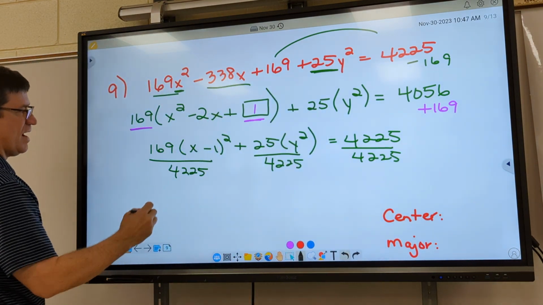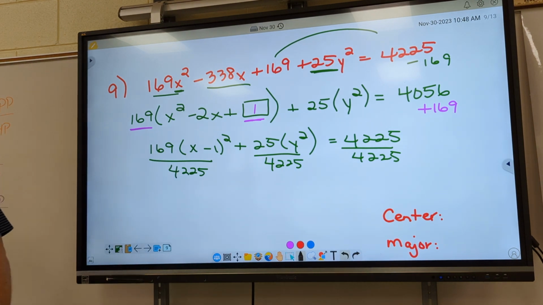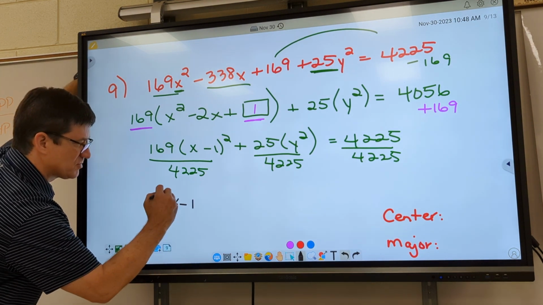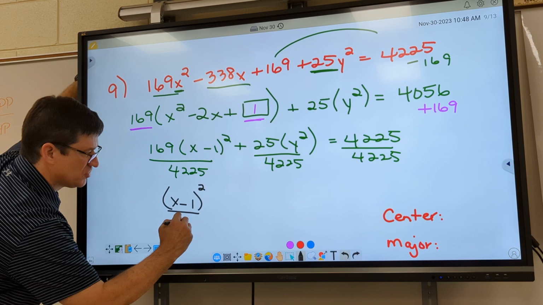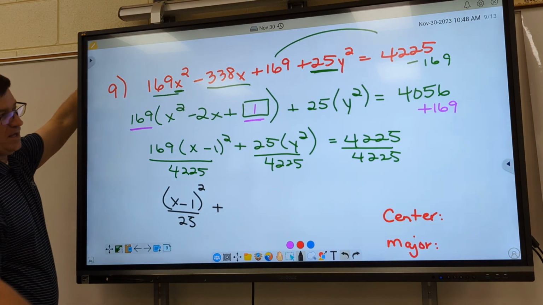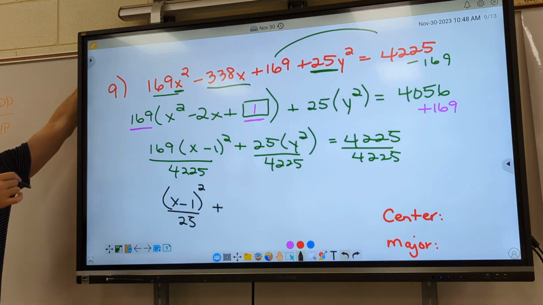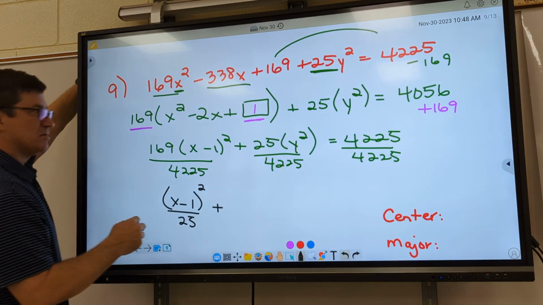All right, so I'm going to need some help. 4225 divided by 169. All right, so I got (x minus 1) squared over 25 plus, I'm going to guess this one equals 169. Would somebody check it for me? It is. It is, okay.